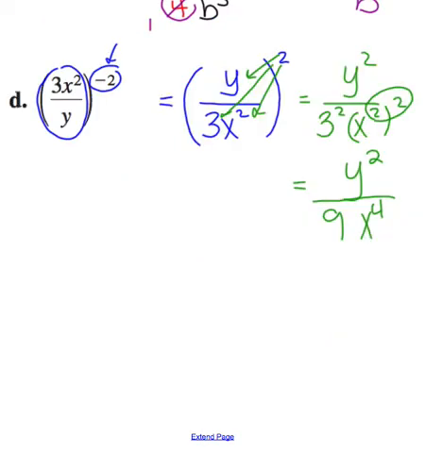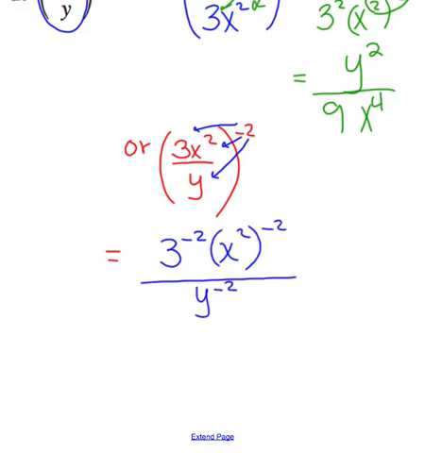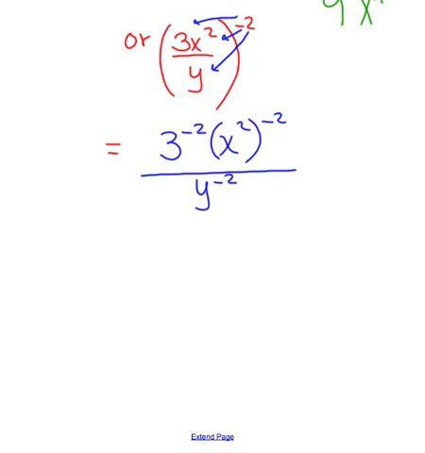I am going to show you it the other way if you didn't want to flip it first. So I have 3x squared over y raised to the negative 2. You could just distribute in first all the negative powers. So you'd have 3 to the negative 2, x squared to the negative 2, and y to the negative 2. So I'm going to go ahead and multiply these first. So 3 to the negative 2 stays. 2 times negative 2 is negative 4, and then y to the negative 2.